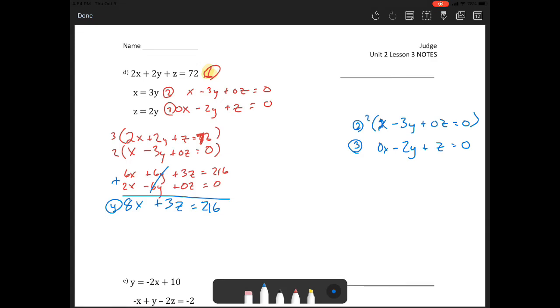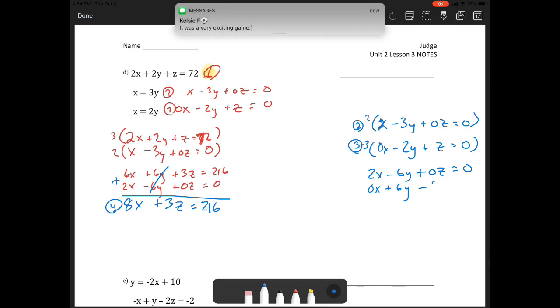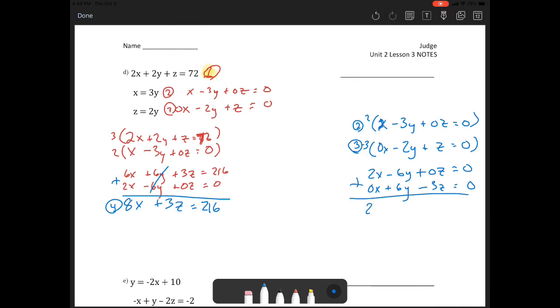So I'm going to do the same thing, and I'm going to deal with my y's. So I'm going to multiply this by 2 and this by 3. And I'm going to have 2x minus 6y plus 0z equals 0. And then I'm going to have 0x plus 6y minus 3z equals 0. I'm going to add those together. I get 2x, the 6's will cancel, minus 3z equals 0. That's going to be my fifth equation.